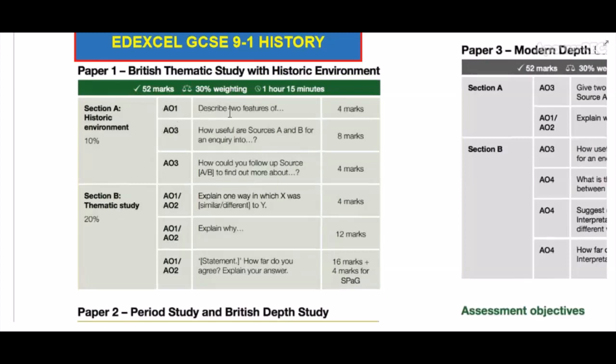Okay, so you have your describe 2 features of, how useful are sources A and B for an inquiry, and then finally this is the question I'm going to focus on, which actually is 2. So that's question 1, question 2A, and this is 2B. So how would you follow up source A or B to find out more about? And that's where 4 marks.